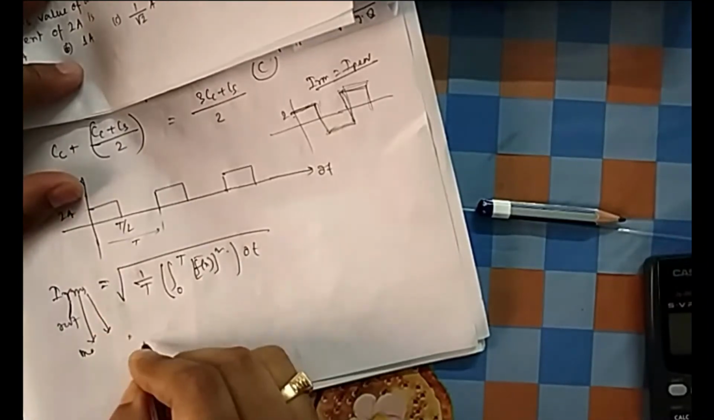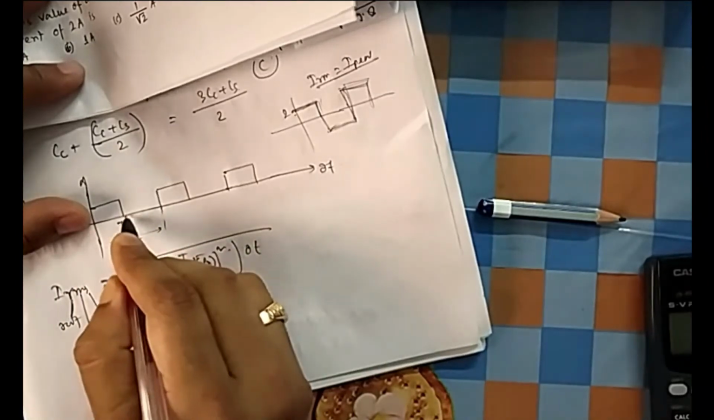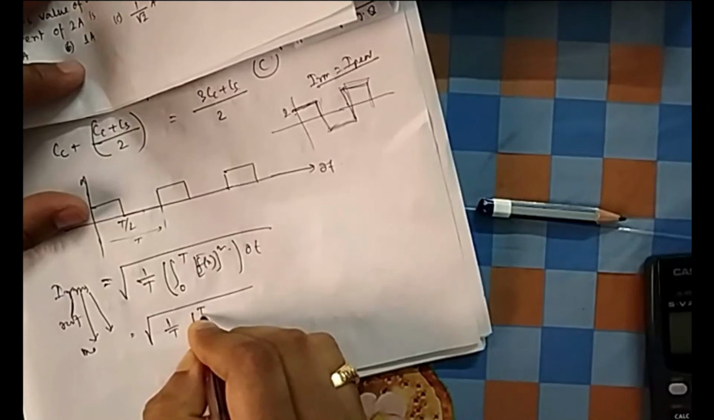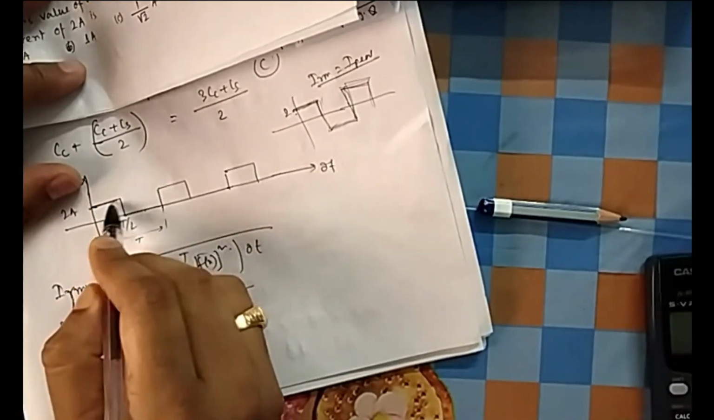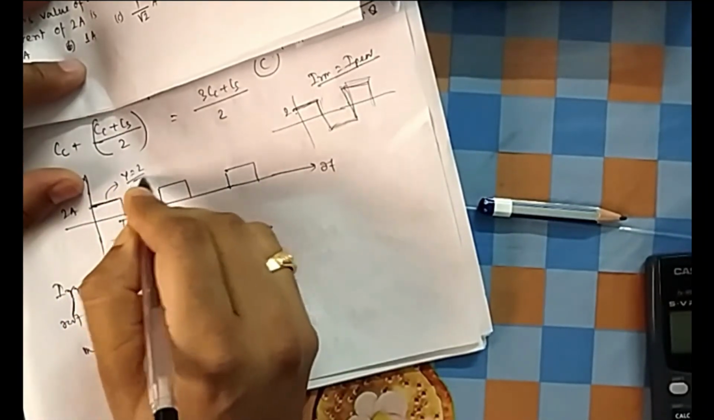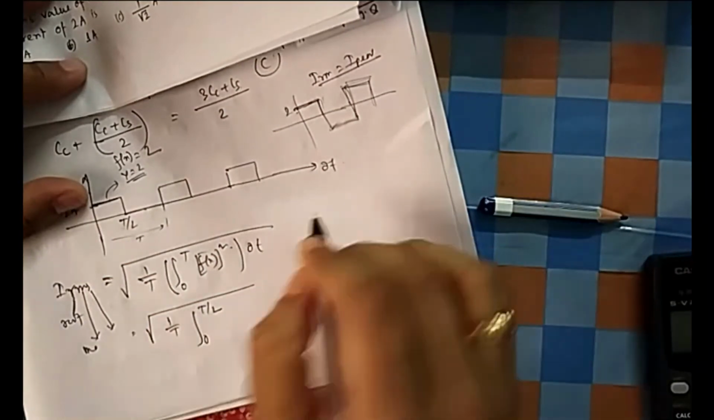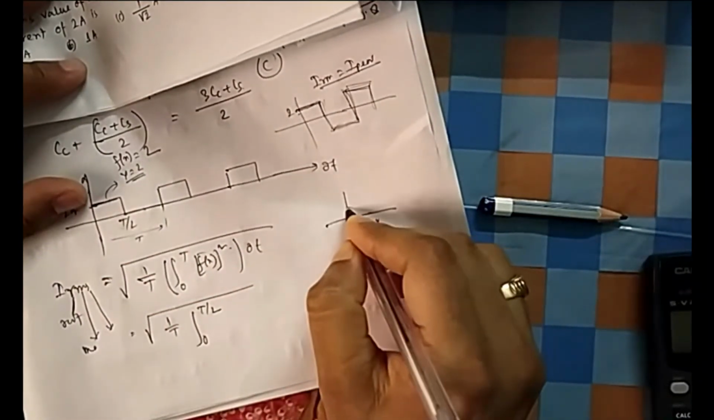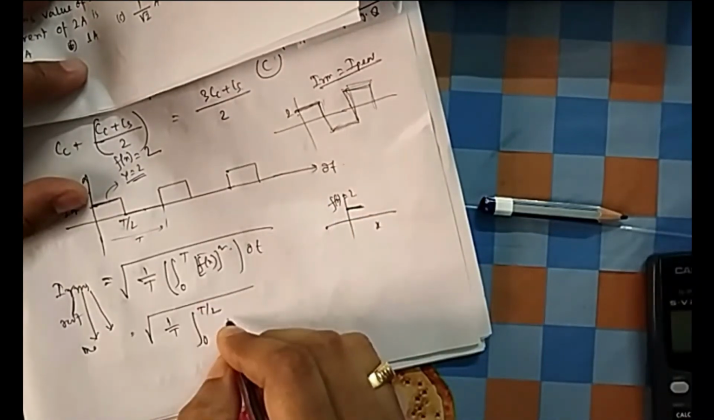So let me put it here. It is 1 by T. Integrating from 0 to T is not required, because the half portion is 0, so that integration will be 0. So you go from 0 to T by 2. What is my function? The function is a fixed value. Here y is equal to 2. Whatever input you give, whatever x you give, the output is always 2. So f(x) is fixed at 2. So it is 2 square, that is 4.